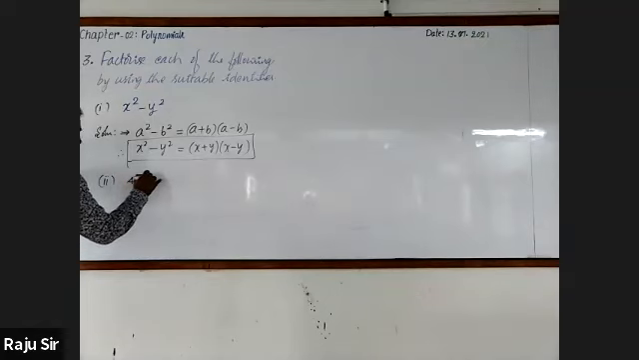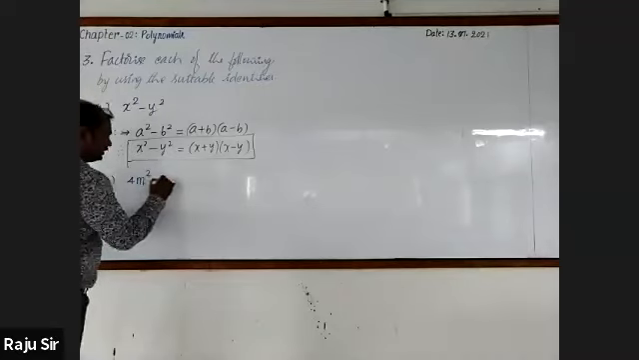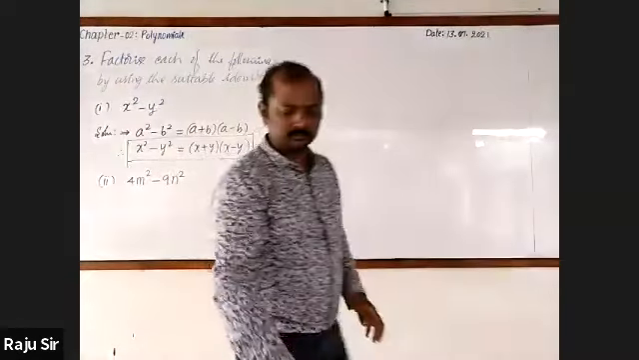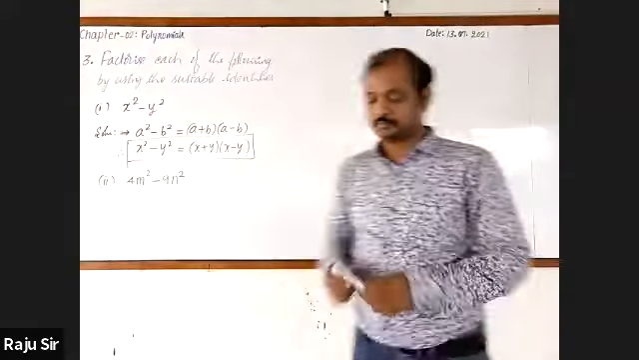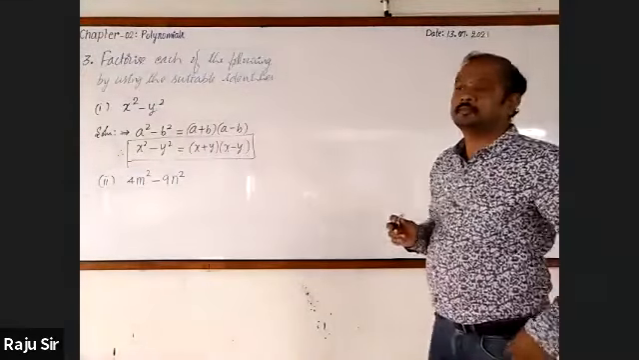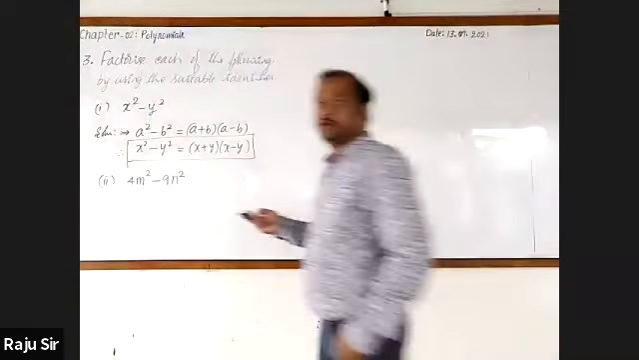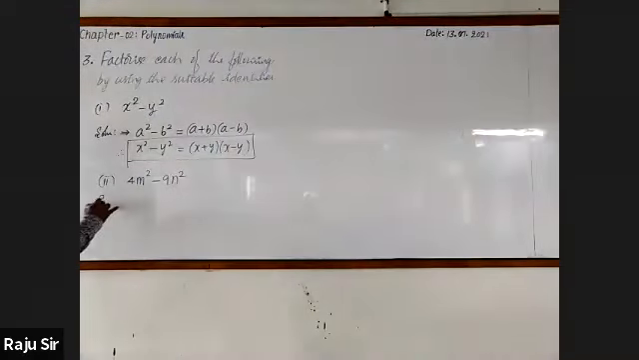Right, 4m square minus 9n square is (2m plus 3n) into (2m minus 3n). That's all. Such a simple one it is. Okay, and write this.